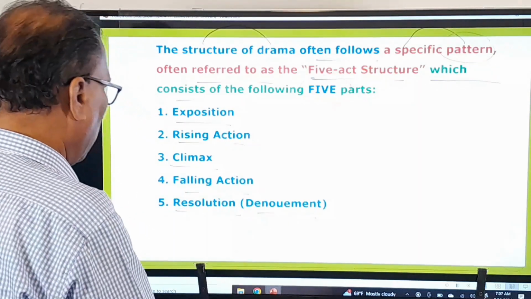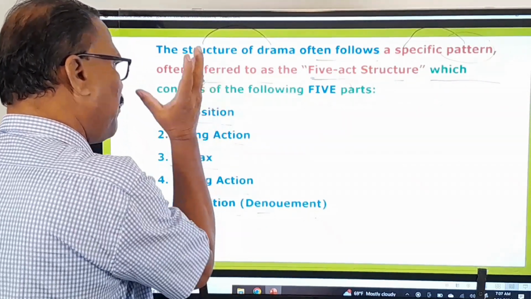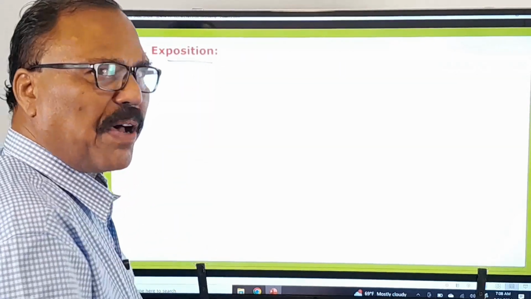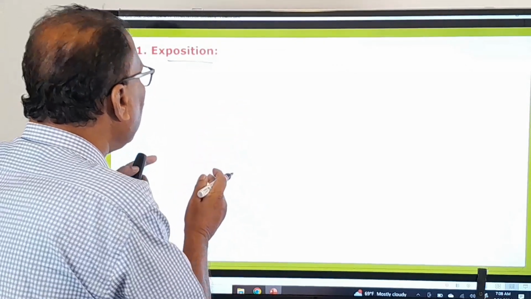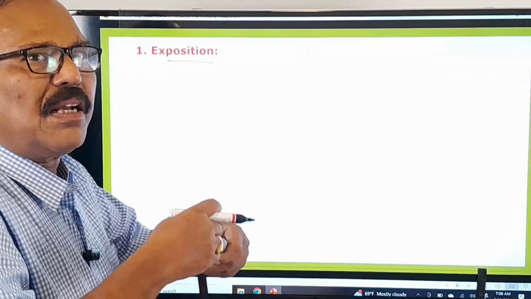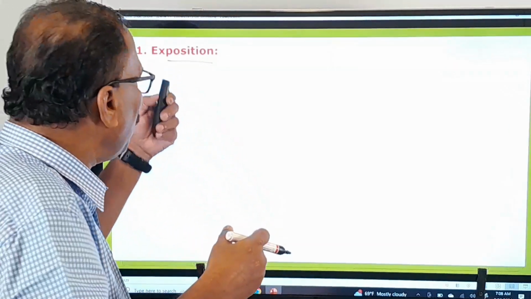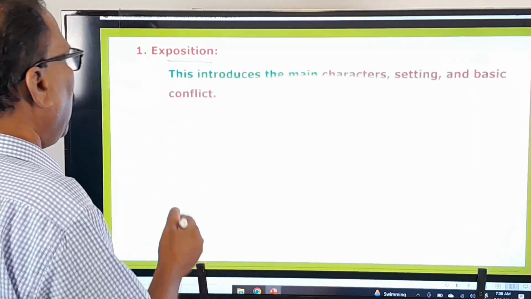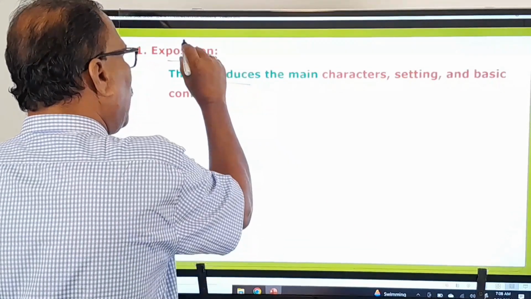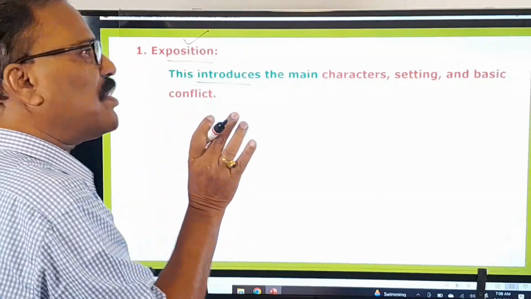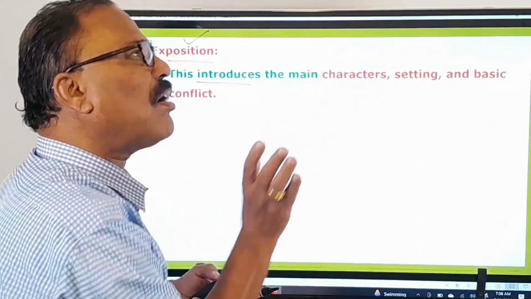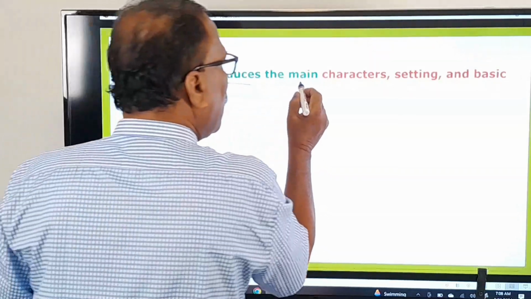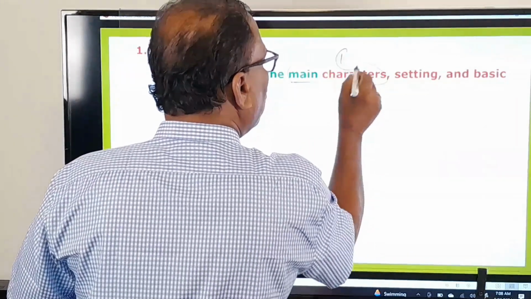Now let's move on to learn about the exposition, the very first part of the drama. What happens in the exposition? What is said in this exposition? That we have to learn here. The word itself means exposing or showing or displaying. So it introduces the main characters. This is the first thing.